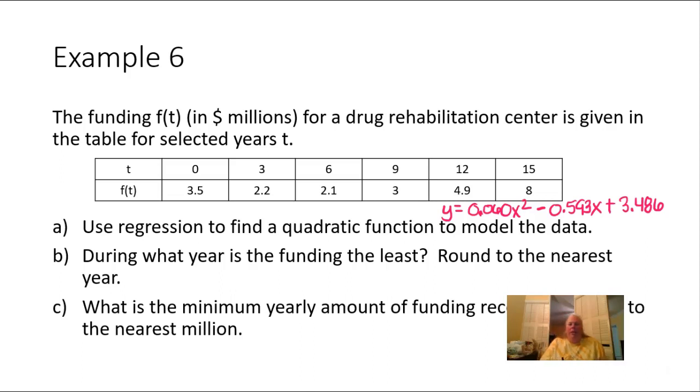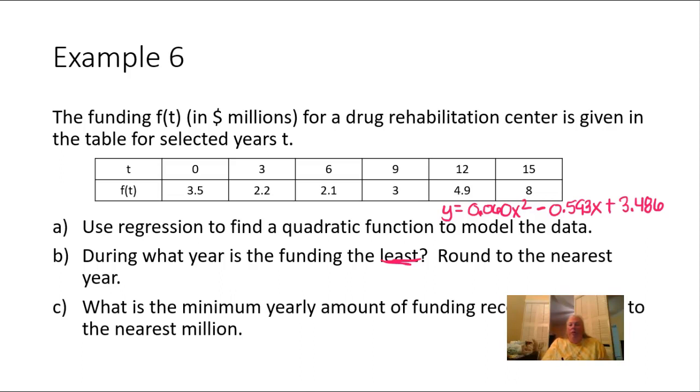For part B, during what year is the funding the least? Okay, and we're going to round it to the nearest year. Well, our key word here is least. That's telling me that we are looking for the vertex. And we know that it's going to be a least or a minimum because my a coefficient, my a sign here is positive. So this means this parabola is going to be opening up. And we did see the picture of the points, and we knew that it was opening up.